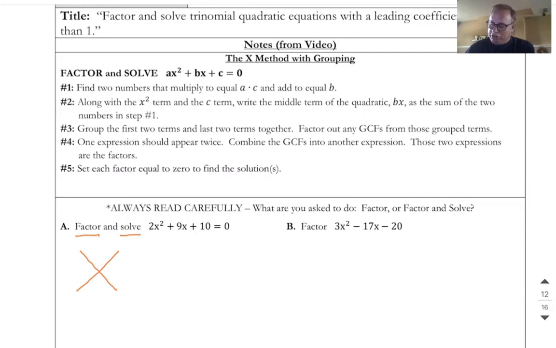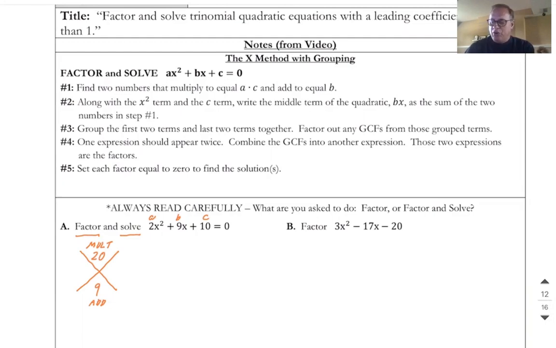All right, so first of all, this 2 is our A, this 9 is our B, and this 10 is our C. So we have to take 2 times 10, and we're going to put 20 right here. And then the B is going to go here. So again, following step 1, find 2 numbers that multiply to equal A times C and add up to equal B. So what I have to do, and I'll just make a note here, is find 2 numbers that multiply to 20 and add up to 9.